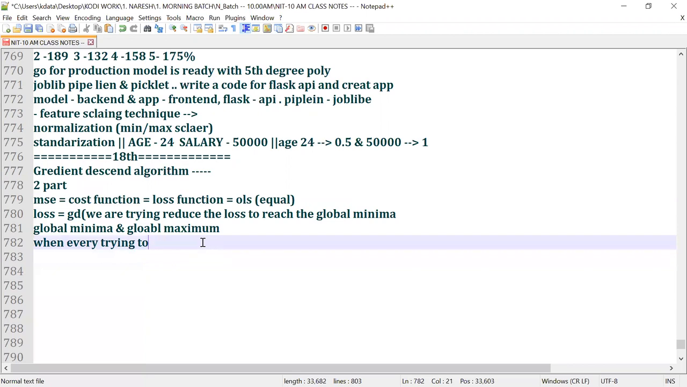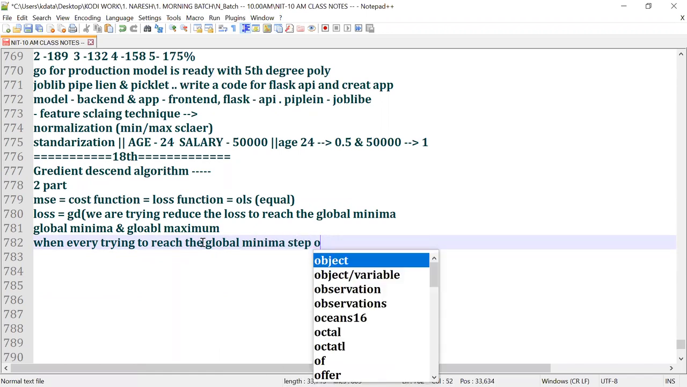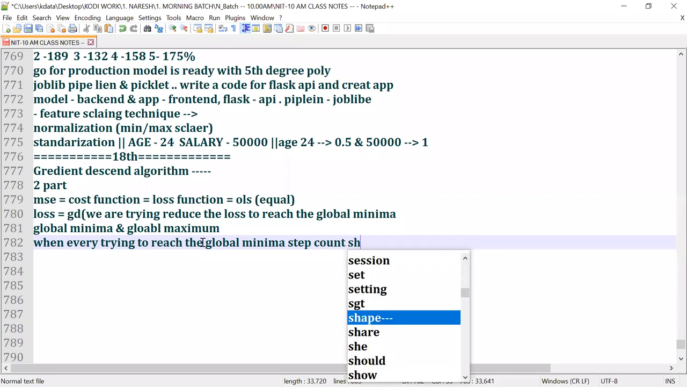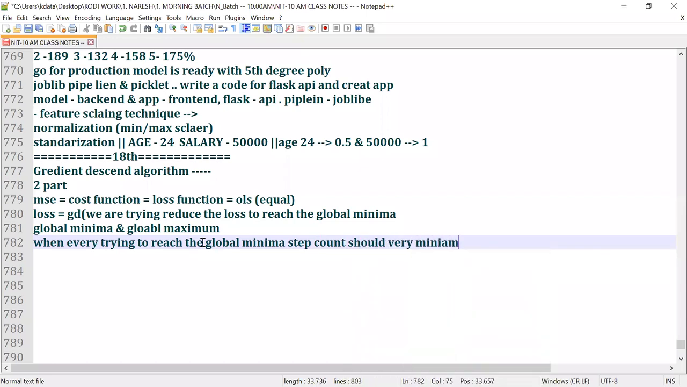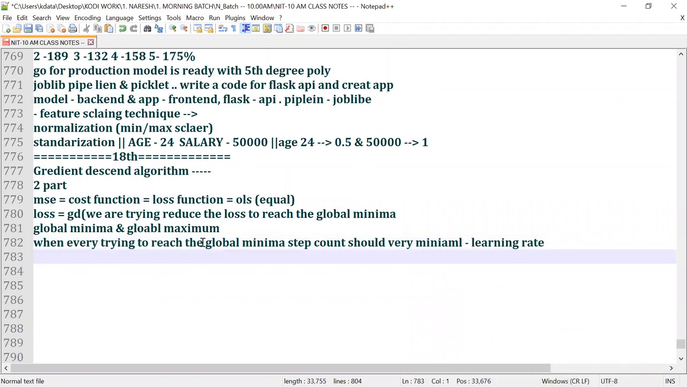Whenever we're trying to reach the global minima, what happened? The step count should be very minimal. So this concept is called learning rate. In the learning rate parameter, whenever we work on random forest and all those things, we should declare the learning rate as minimal, meaning 0.001. Understand or not? 0.01 is minimal or not? Yes, guys. So this should be your learning rate.